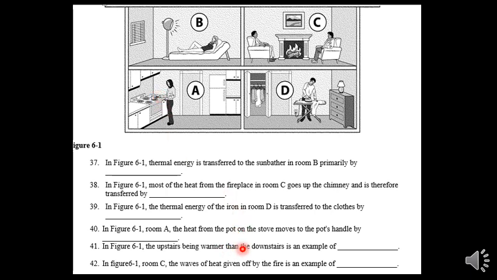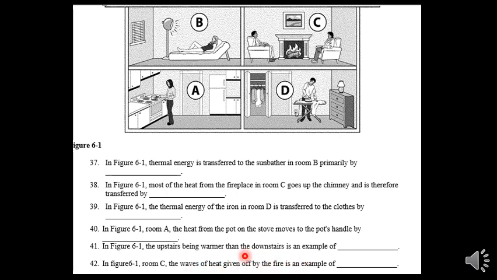The upstairs being warmer than the downstairs is an example of, well, hot stuff rising and cold stuff sinking. If it's hot upstairs, that's convection. The hot air rises.